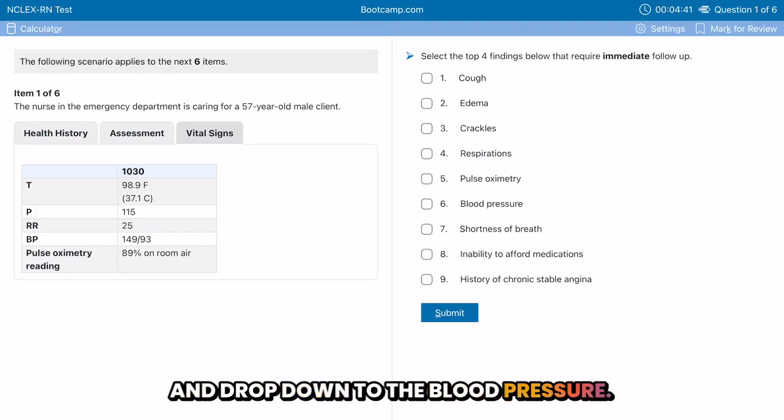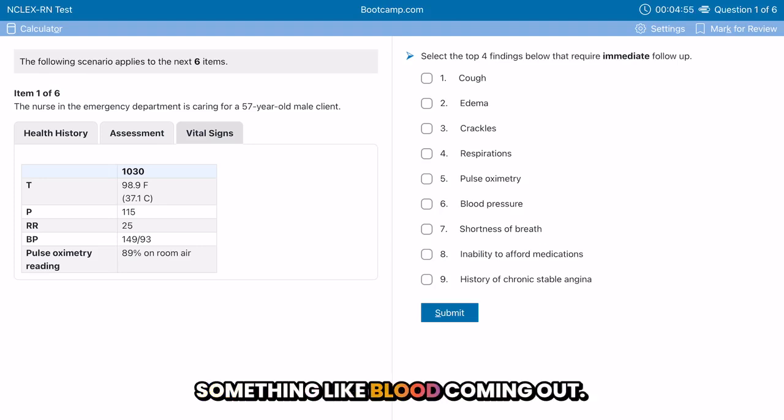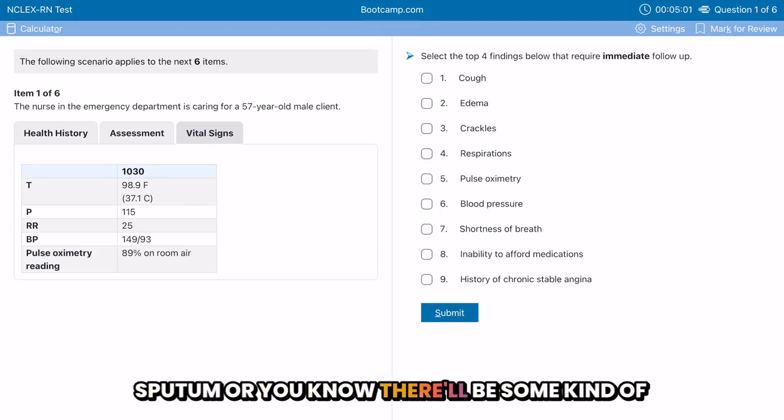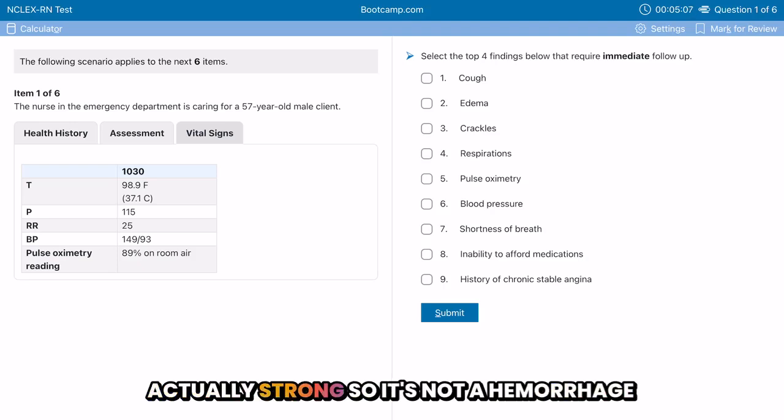And drop down to the blood pressure. If it was blood, we would usually see that blood pressure go down if they're hemorrhaging in their lungs, not up. Additionally, we would typically see something like blood coming out of their mouth, right? So they'll have bloody sputum or there'll be some kind of issues with their pulse, but their pulse is actually strong. So it's not a hemorrhage issue. So the only other thing we could think of is probably a fluid issue, right?